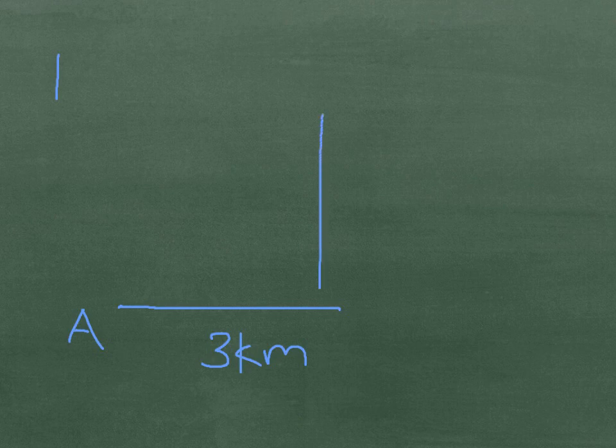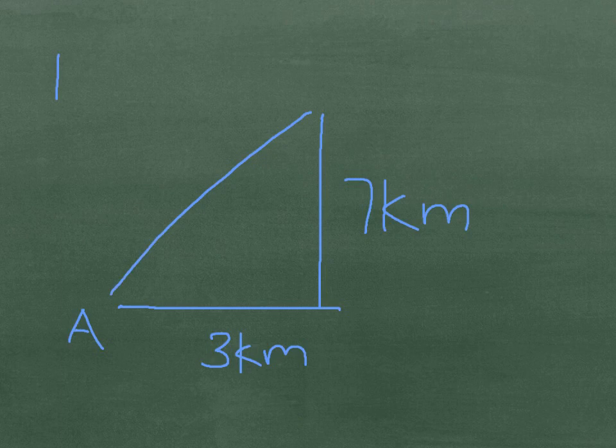Imagine we have a ship who sails due east from a point A, a distance of 3 kilometres. This ship then sails due north, a distance of 7 kilometres. And the question is, how far is the ship now from its original point A?